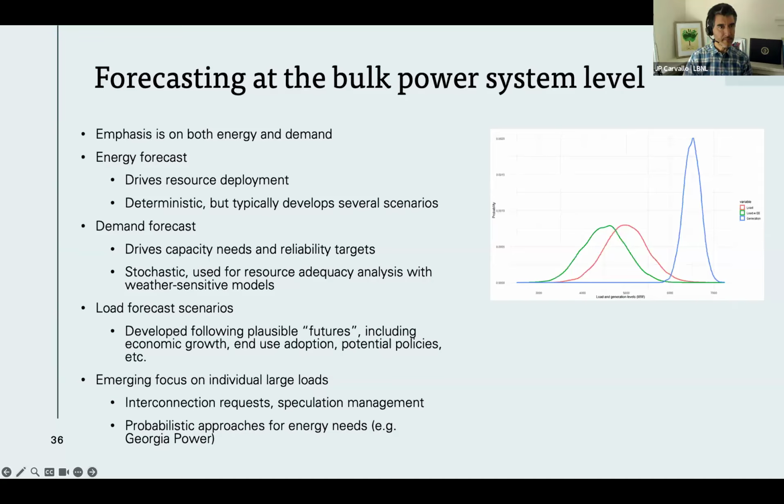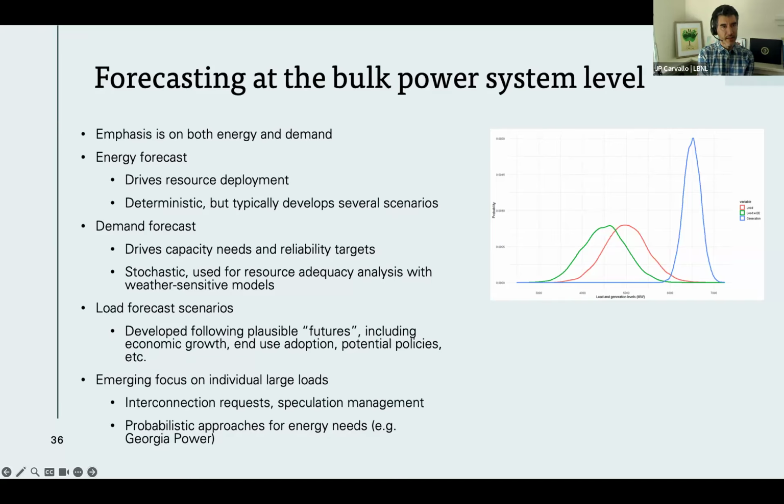Next slide. On the bulk power system level, the emphasis is on both energy and demand. So on the energy side, the bulk power system has to ensure that there are enough resources to supply energy. It's not only supplying capacity in the peak demand, but also supplying energy for daily needs. The energy forecast tends to be a deterministic forecast, but typically has several scenarios, usually a high and a low, or scenarios that are driven by certain policy or economic indicators.